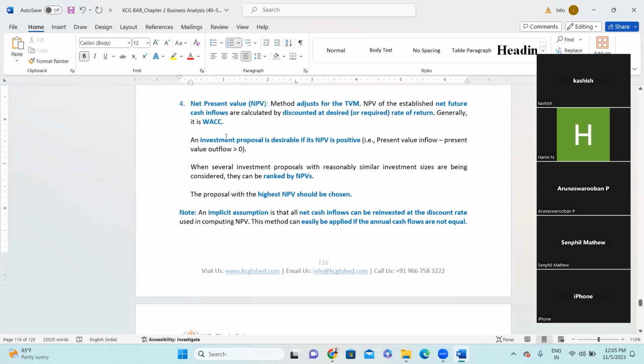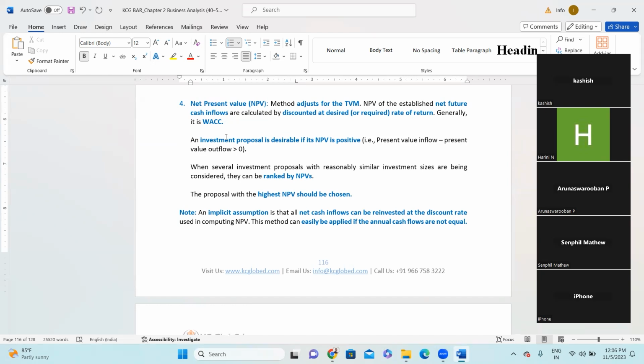right? Next is net present value. So net present value is a method which uses time value of money. It will make all the cash inflows and outflows to the present value. So NPV of the established net future cash inflow is calculated by discounting at a desired rate of return, that is WACC.